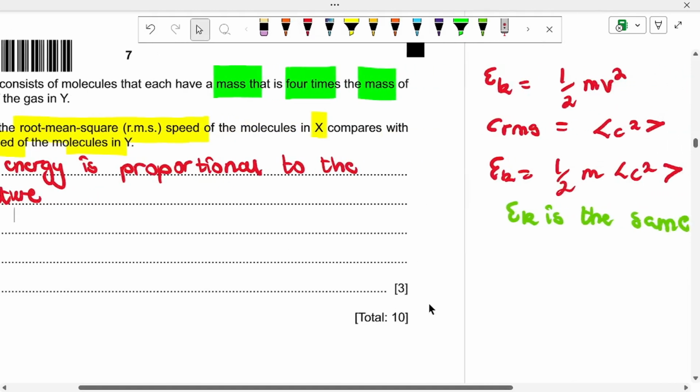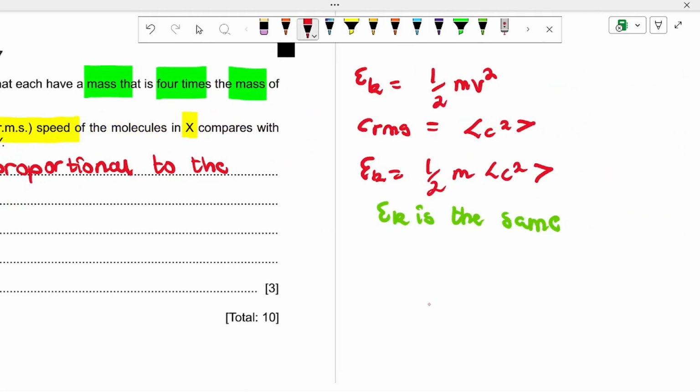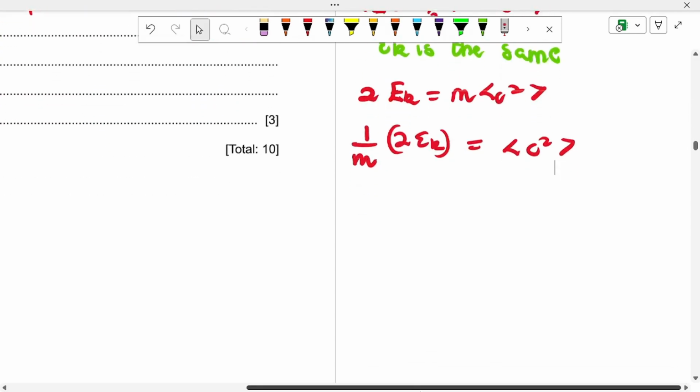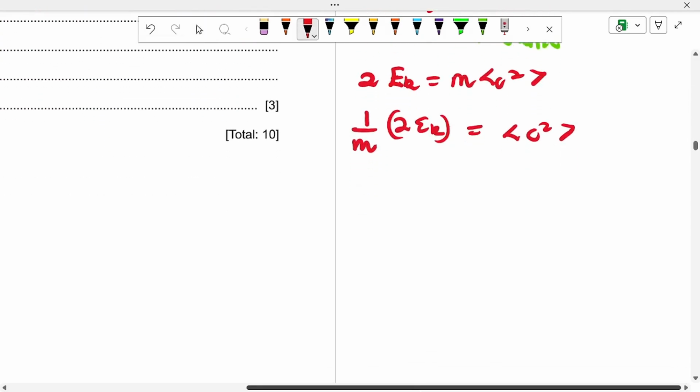So we're just going to look at this relationship here and establish a trend. So 2EK is going to be equal to mC squared. Don't worry, I'm just making things the subject of the formula. I put the mass over there, so I have 1 over m, and 2EK over m should be equal to C squared. So you can see a relationship between 1 over m and C squared. I can say 1 over m is directly proportional to C squared. Look at that nice relationship.